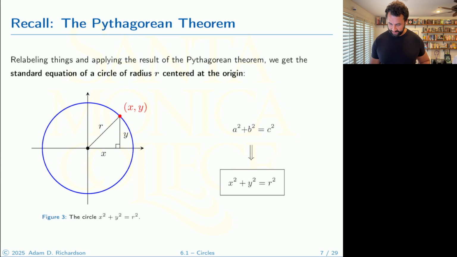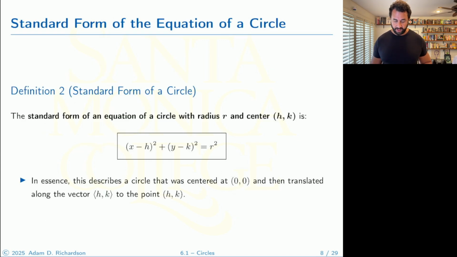Okay. So what is the standard form of the equation of a circle centered at the point h comma k? Well, this is actually a formula that you derived back in chapter 2. I think it might have even been section 2.2 or 2.3, but it was this equation that we derived during an activity. So in essence, this is describing a circle that was centered at the origin, but then it was translated along the vector h comma k to the point h comma k. So it's basically moving the center of the circle, and therefore the circle itself, to wherever that new center is going to be.